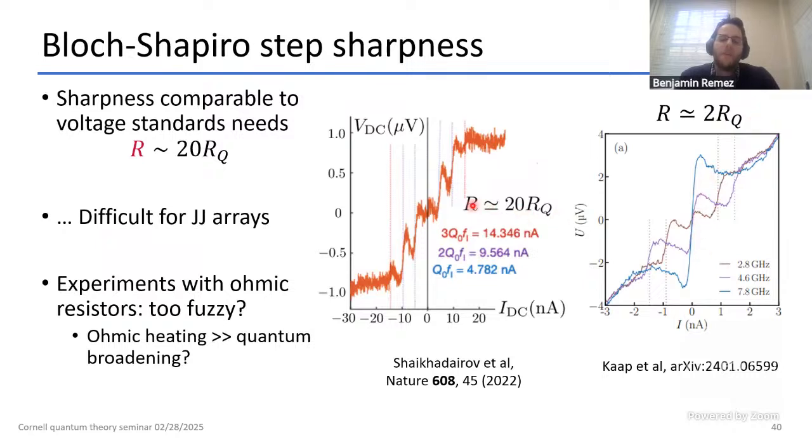But when people make experiments in devices with 20 resistance quanta, where they just slap the regular resistor there, things seem too fuzzy and not sharp. And so it's important, and that's part of our outlook, to understand why this happens. And so this, for example, could be due to the heating that the regular resistor induces in the system that might overpower the quantum broadening.